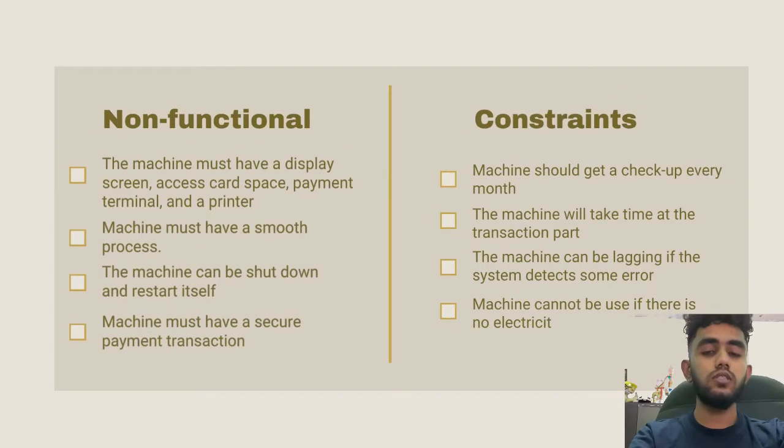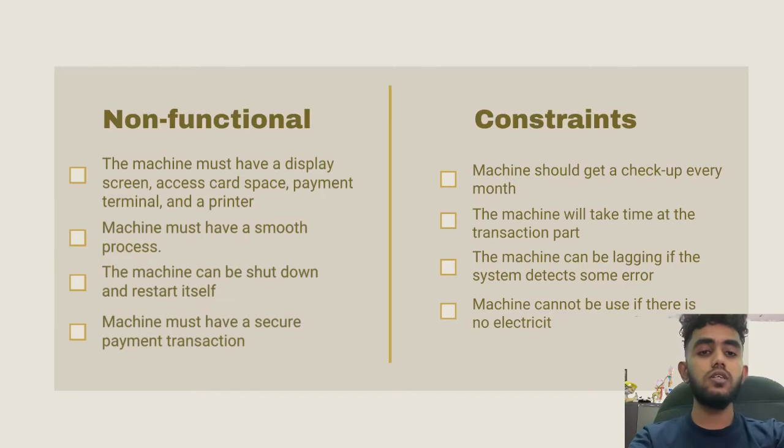Non-functional and constraints. Firstly, non-functional. The machine must have a display screen, access card space, payment terminal, and a printer. Machine must have a smooth process. The machine can be shut down and restart itself. Machine must have a secured payment transaction.